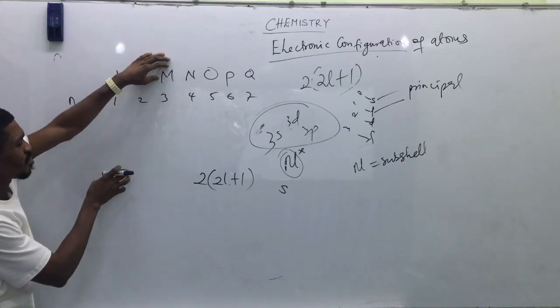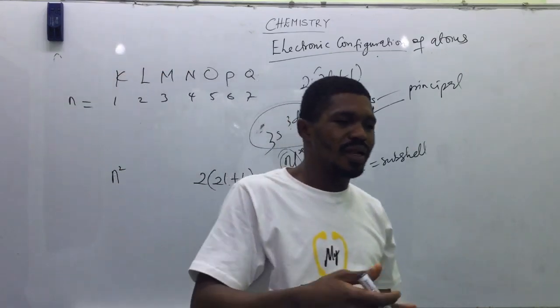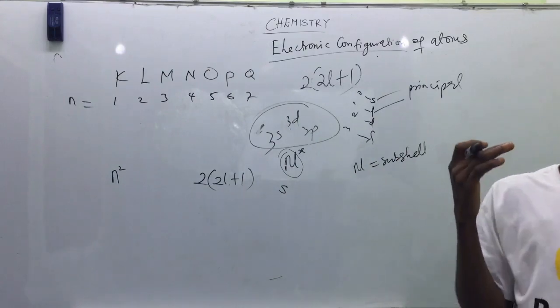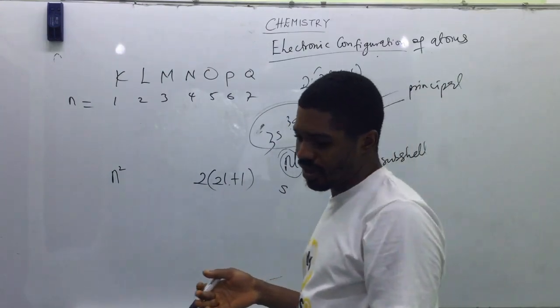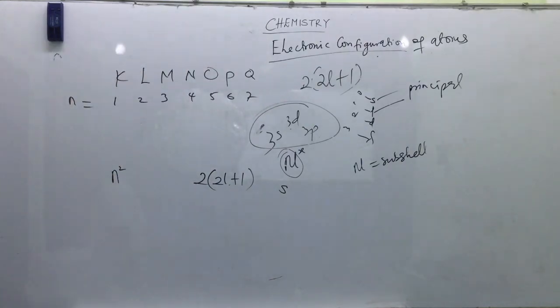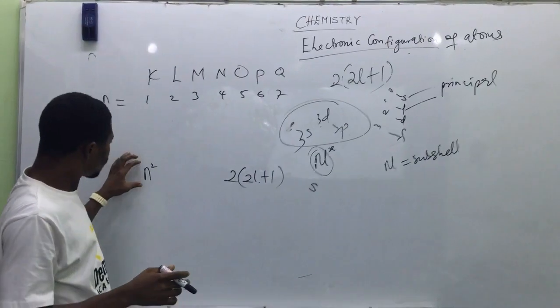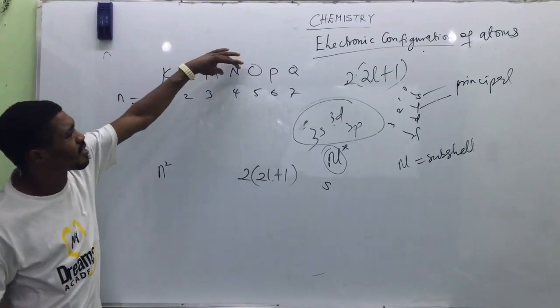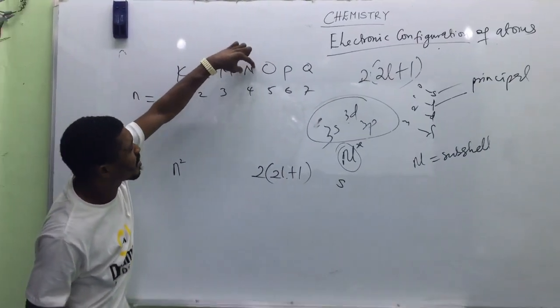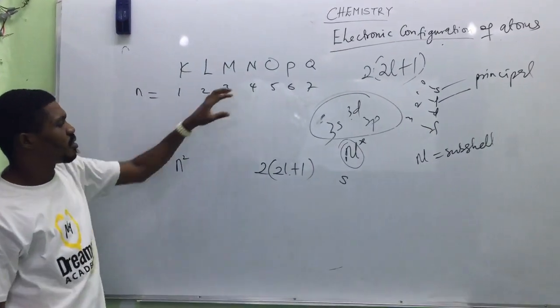Remember, this orbital was introduced by the quantum number called the magnetic quantum number. Of course, the magnetic quantum number divides shells into orbitals. Orbital is the smallest unit. So if I want to know the number of orbitals in the fourth shell, I will substitute 4 here, which is 16. 4 squared is 16.